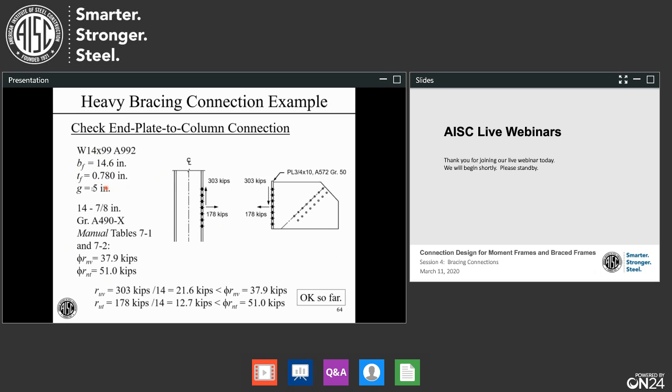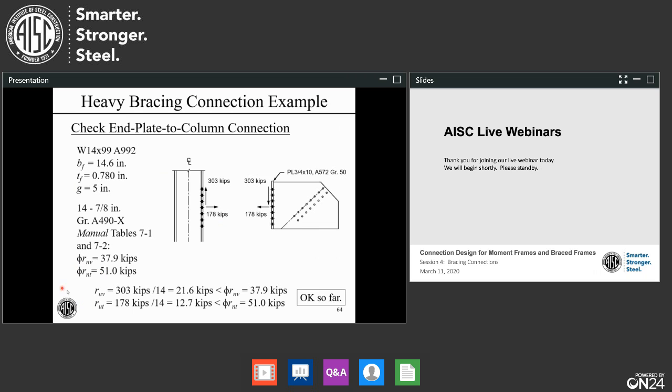The gauge on these bolts is 5 inches, in and out of this picture. We have 14 7/8 inch Grade A490-X bolts. So we can look up in the manual tables 7-1 and 7-2 the individual strengths of those bolts. The design strength for one of these bolts in shear is 37.9 kips. The design strength for one of these bolts in tension is 51.0 kips.